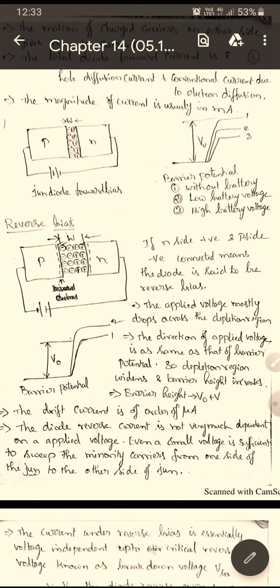Even a small voltage is sufficient to sweep the minority carriers from one side of the junction to the other side of the junction. If we want to move the minority carriers from one side of the junction to the other, we need only a very small voltage. That is the statement: even a small voltage is sufficient to sweep the minority carriers from one side of the junction to the other.